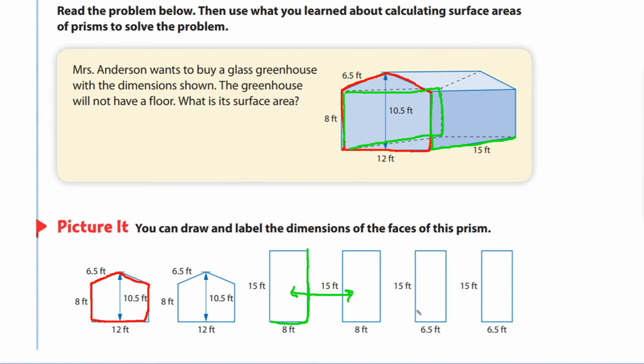You have the 15 feet by 6.5 feet. So this is 15 feet by 6.5, right? Because that's 6.5. Can you see that? That's the other shape right there. But I'm going to actually draw it on this side so we can see it. That's the side of the roof. And that's it, because there is no floor. So there's all your 6 faces: 2 on the top, 2 on the side, and 2 in front and back.